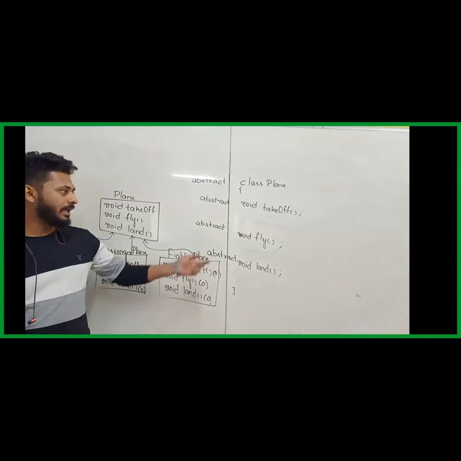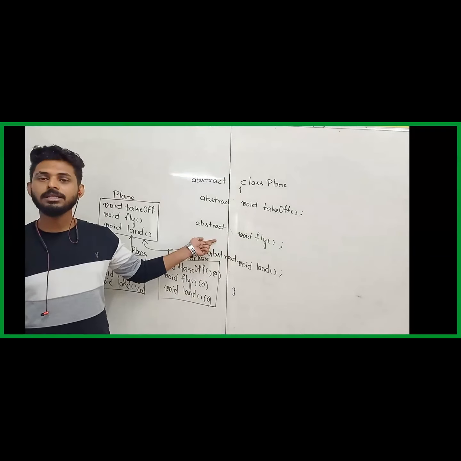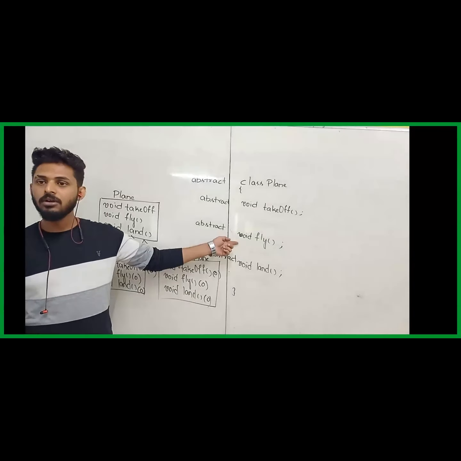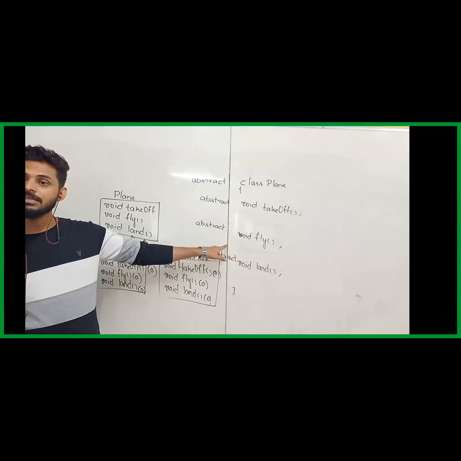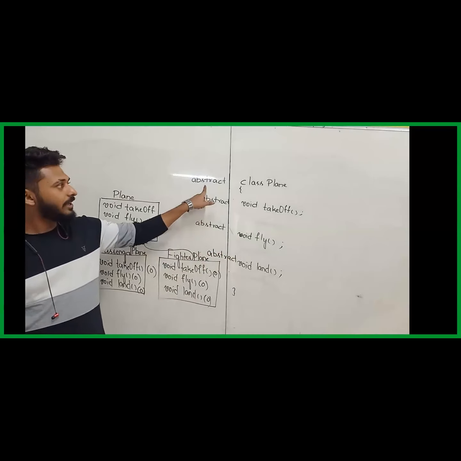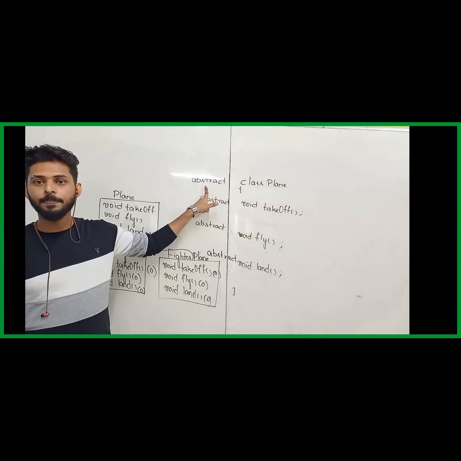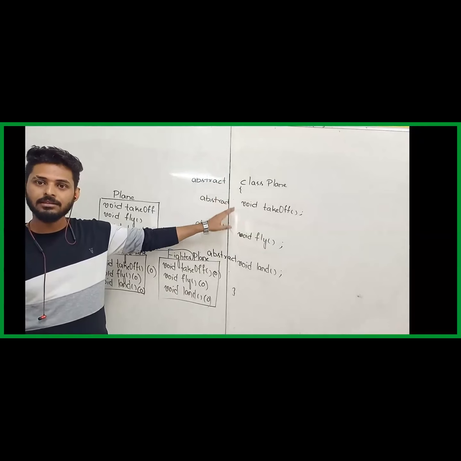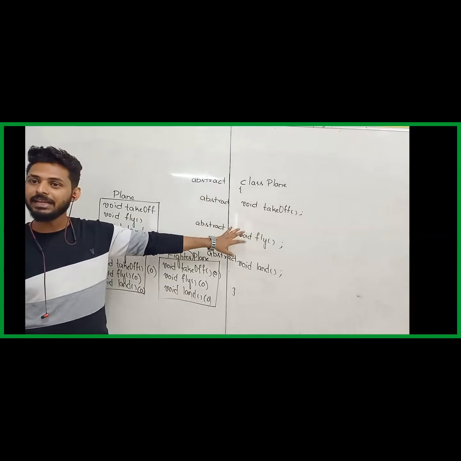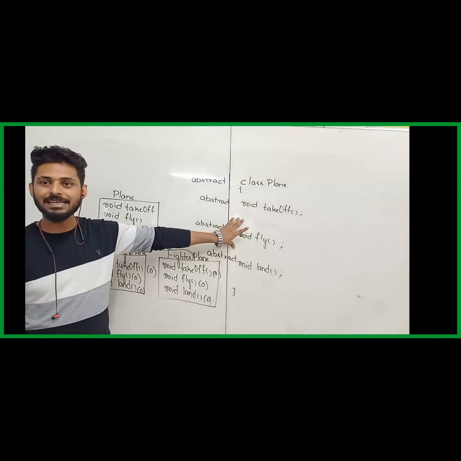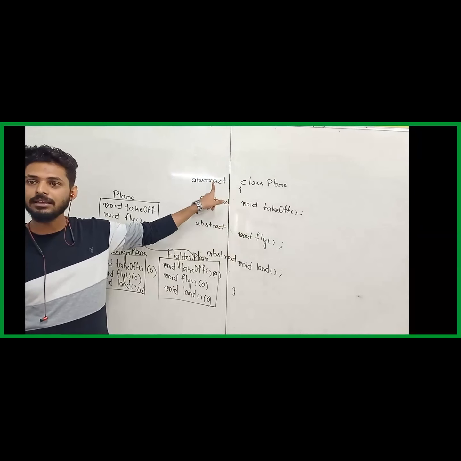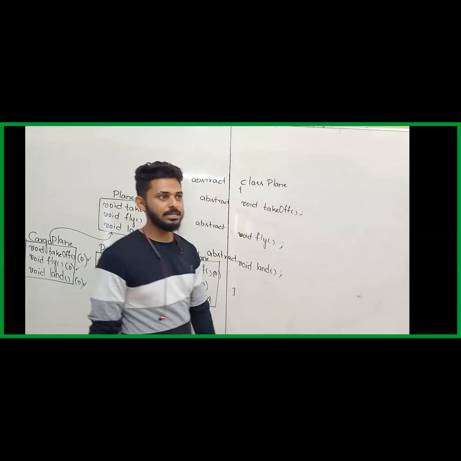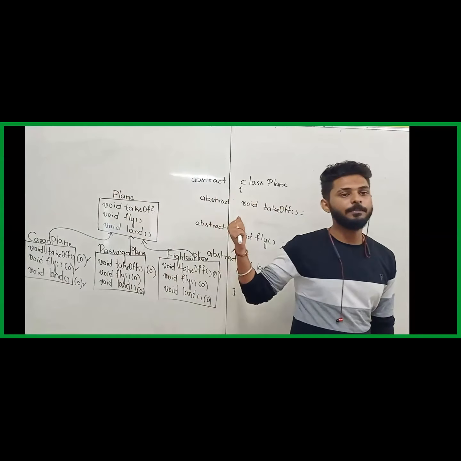So if I'm making any method abstract, what does it mean? I'm trying to say to the compiler that there is no body for this method. It means it is incomplete. And why are we making the class abstract? Because there is something inside this class where some part of this class is incomplete. If some part of this class is incomplete, then definitely you can also say that the class is incomplete. Yes or no?